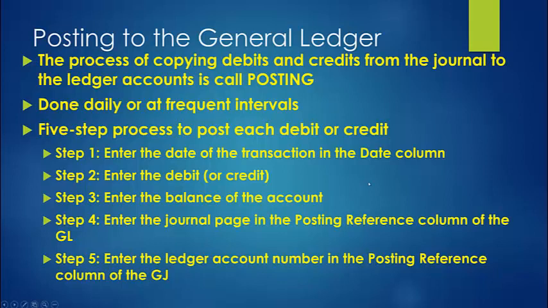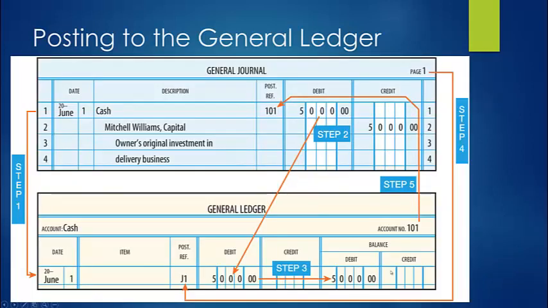And we'll look at that here. All right, so here's the general journal. This is where earlier we debited cash and credited capital for Mitch's investment. So now we're going to transfer this down; we'll post this cash debit.